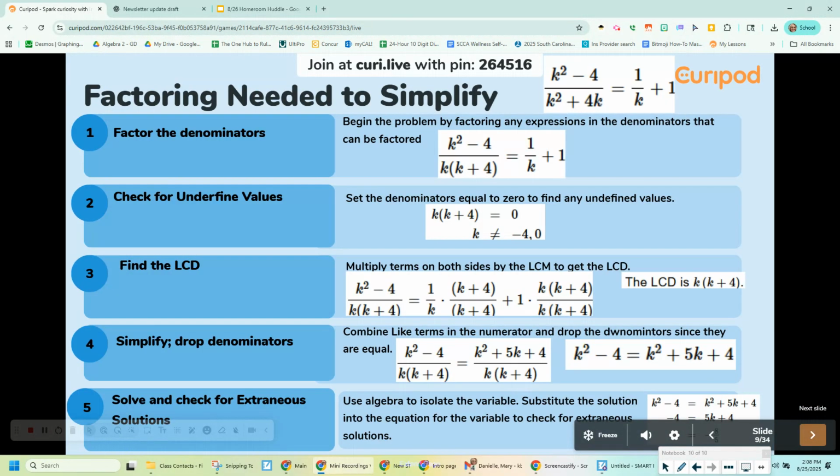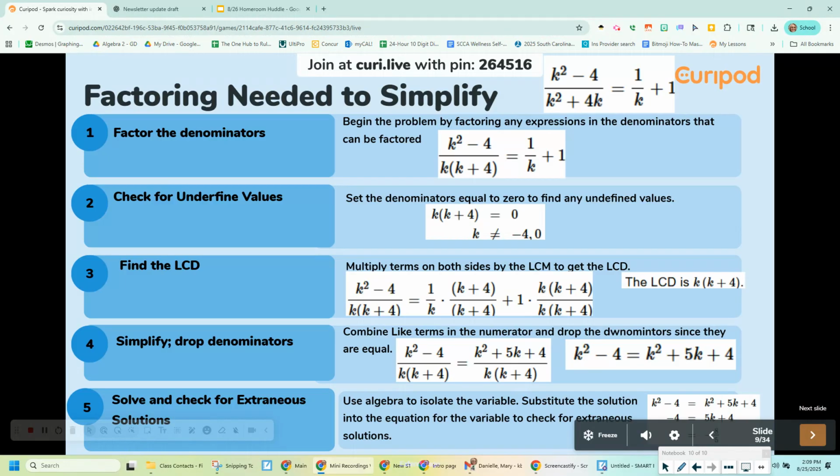There we go. Those are answers. And let's talk about when we have to factor in order to simplify. So now we have a problem, k squared minus 4 over k squared plus 4k equals 1 over k plus 1. We want to begin the problem by factoring any expressions in the denominator that can be factored.